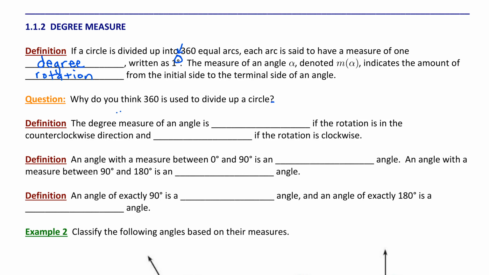So essentially, there are two ways to measure the size of an angle. We do that in degrees or in radians. And both of those measures are describing the amount of rotation from the initial side of the angle to the terminal side of the angle. You are probably familiar with the fact that there are 360 degrees in a circle, but have you ever thought about why? Why do you think 360 is used to divide up a circle?